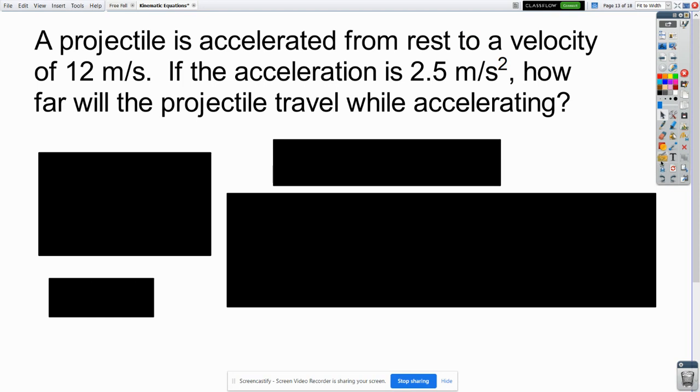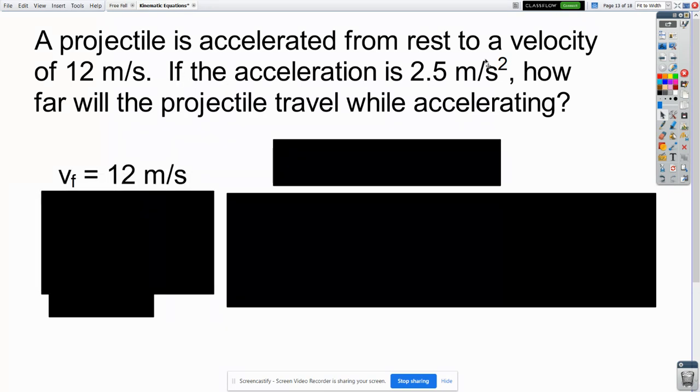Let's take a look at another example. A projectile is accelerated from rest to a velocity of 12 meters per second to a velocity. 2 indicates final. 2 tells you where I'm going. I'm going to the library. That means I'm going to end up at the library. 2 is where you end up. So that's Vf.